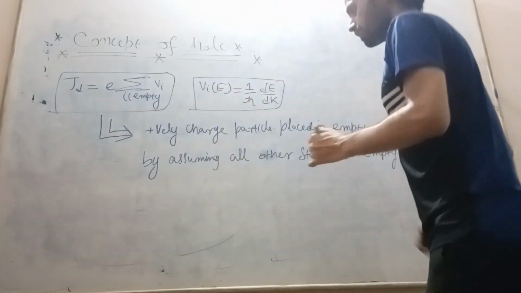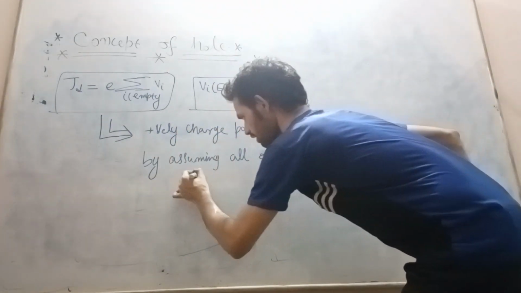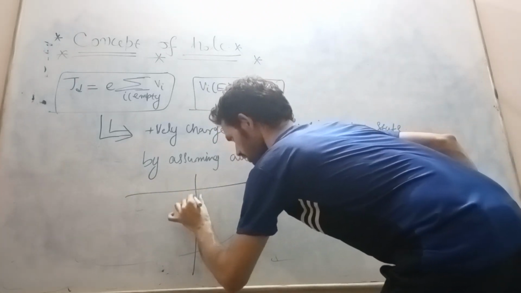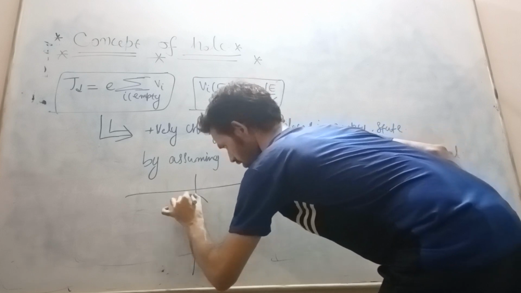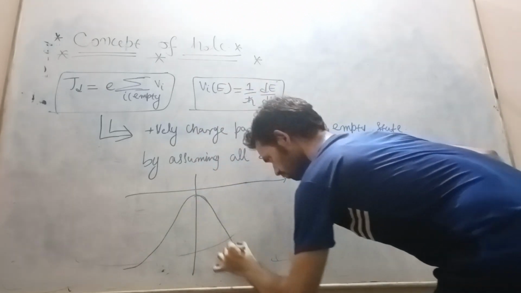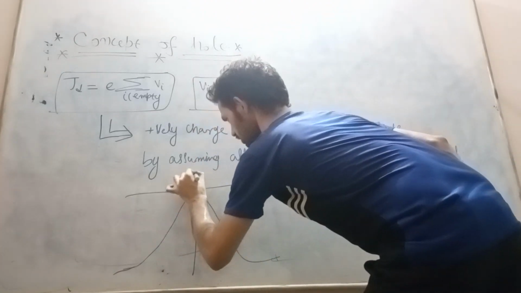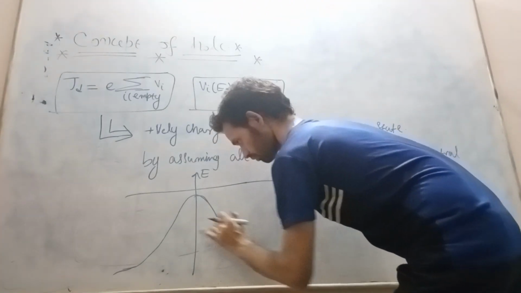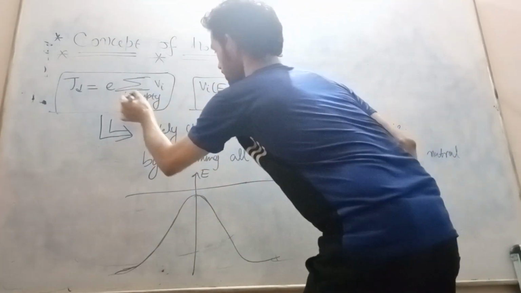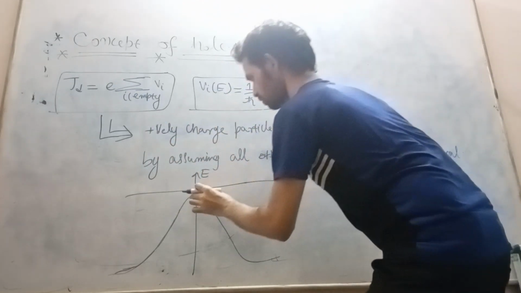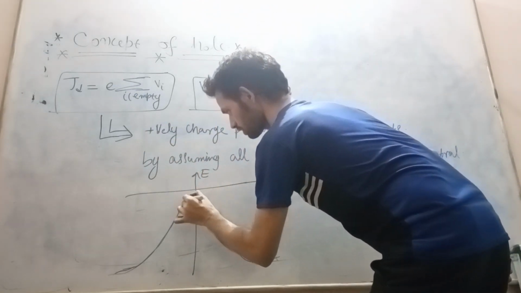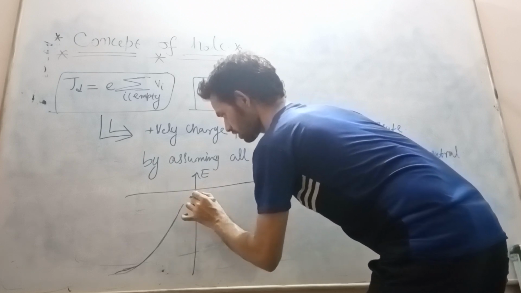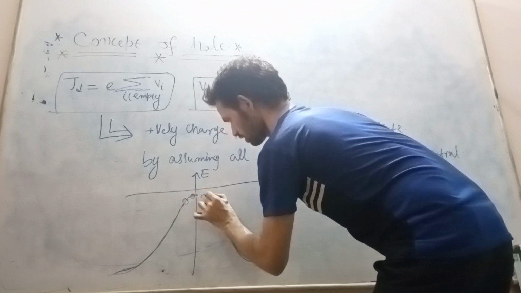So we can show this by the E-k diagram. See here, this is my E-k diagram for the valence band. This is the E versus k diagram. Now see here, this indicates the positively charged particle. So assume that some hole is present here. Empty, not hole. Some empty state is present here.